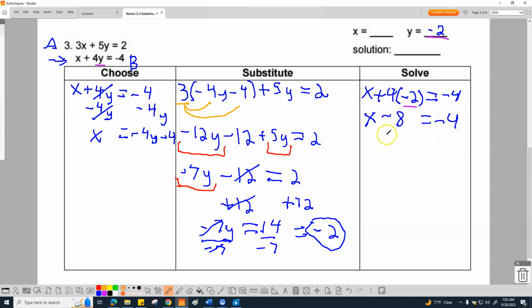Cool. Now I'm going to add 8 to both sides. Add 8 to both sides. And I get x equals 4. And then we have our solution, y'all. And the solution is a point: 4, comma, negative 2. And that's that. Sorry for the scribbles. Like I said, I'm going to work on that handwriting. It's garbage.